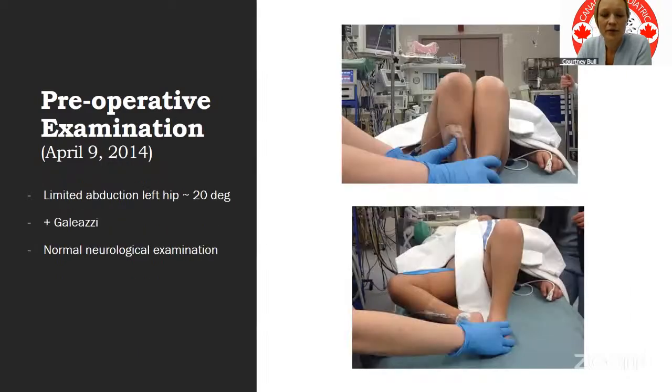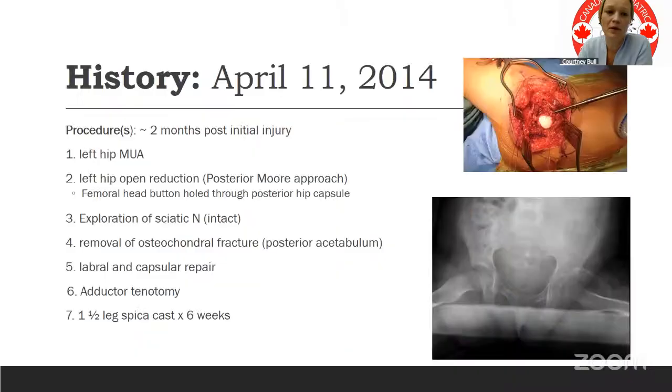This was the preoperative examination noted by the orthopedic surgeon on call. There was a positive Galeazzi. There was extremely limited abduction of the left hip, about 20 degrees. She did have a normal neurologic exam. She was taken to the OR a couple of days later. At this point, she was about 2 months post initial injury.